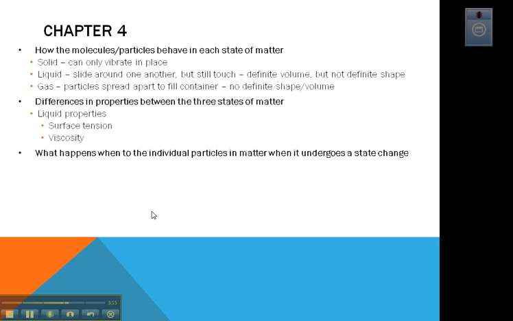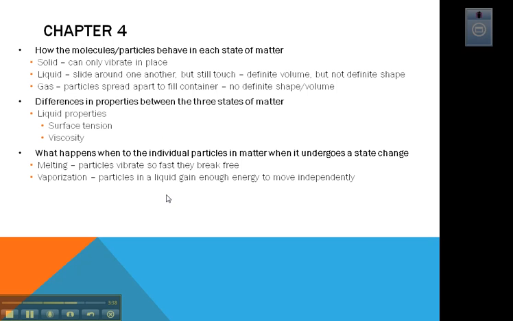All right, next one. What happens to individual particles in matter when it undergoes a state change? Well, first of all, melting. Those particles are going to vibrate so fast that they break free. So remember, melting is going to come from a solid to a liquid. So they're already vibrating in place with a solid, but they're going to vibrate fast enough that they're going to break free. Vaporization. Particles in a liquid gain enough energy to move independently.